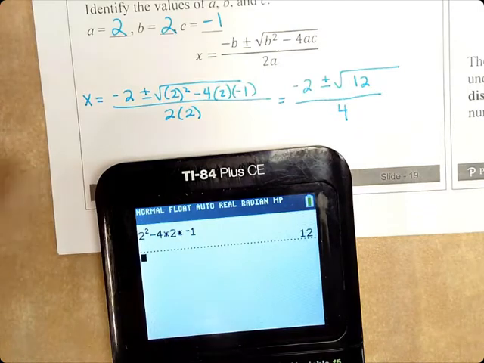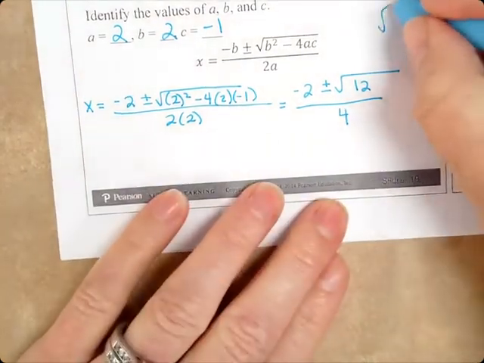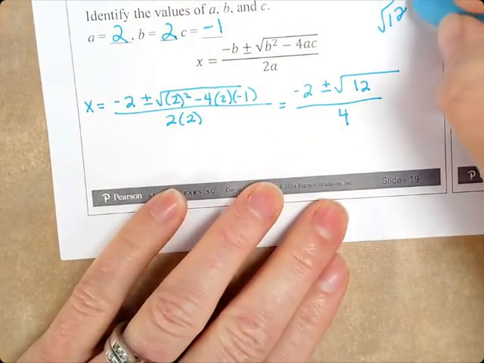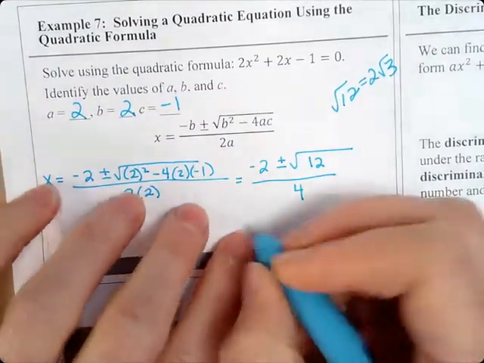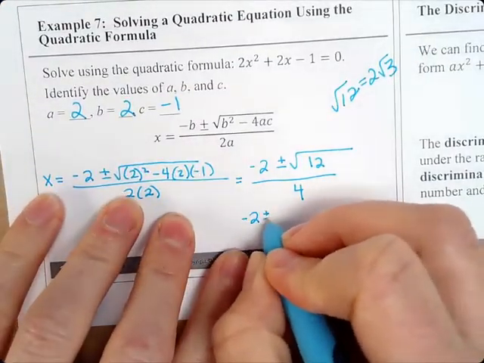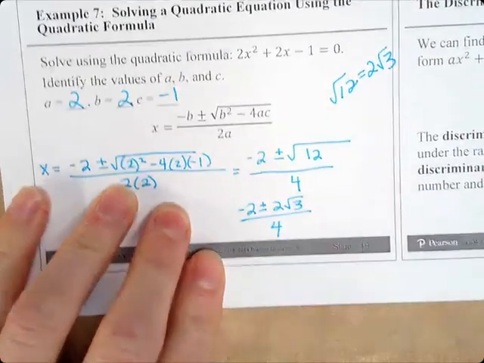Okay, we do need to simplify this. So we need to take that square root of 12 and simplify it. What is the square root of 12? 2 squared is a 3. So we will rewrite this as negative 2 plus minus 2 square root of 3 over 4.